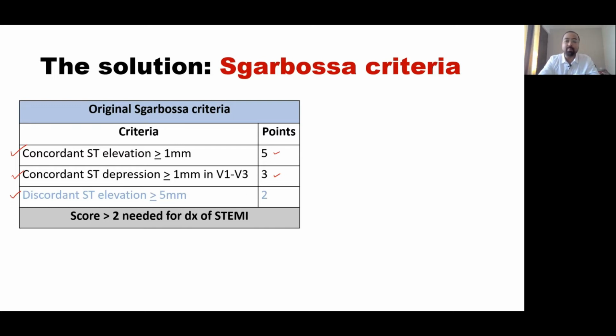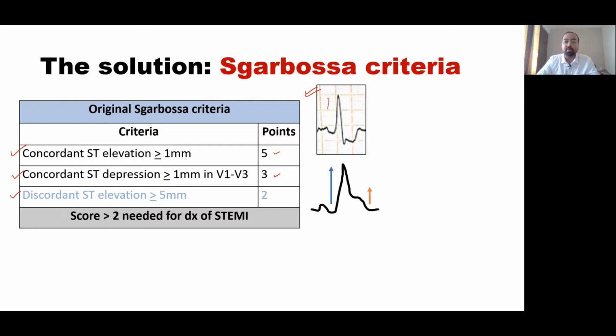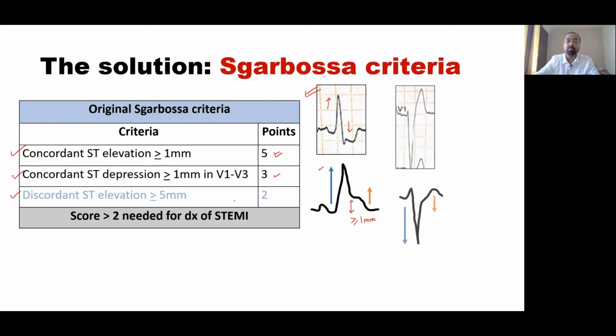Now let's understand them one by one. Normally what you see in a left bundle branch block is that if there is a positive QRS complex, there is an appropriate discordance and there is an ST depression. However, if you find that there is a positive QRS complex and there is an ST elevation as well, and if this is at least 1 millimeter in height, this is abnormal and is given 5 points as per the Sgarbossa criteria.